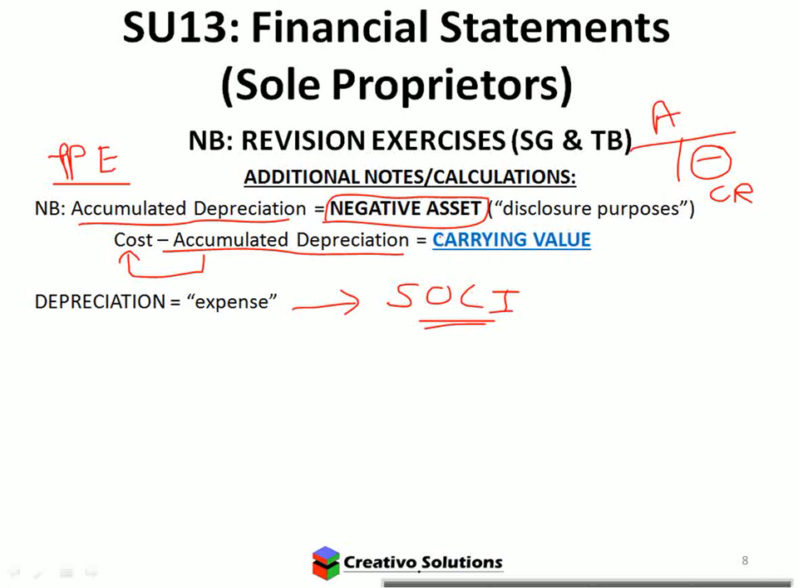Where would I show a negative asset? Well, it's still an asset. So, statement of financial position. Assets are assets. It doesn't matter if they're negative or positive. They're still assets. They go to the statement of financial position. Where would you show it? You would show it as part of the property, plant, and equipment, because that negative asset is going to reduce the value of my assets. Makes sense.